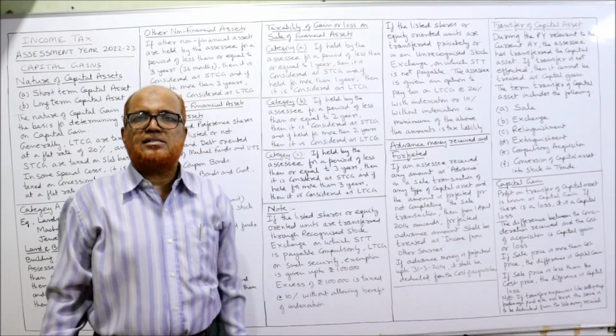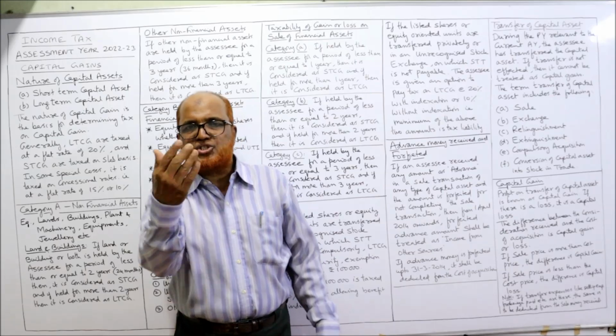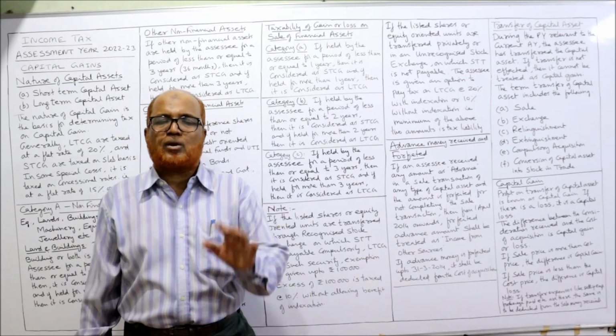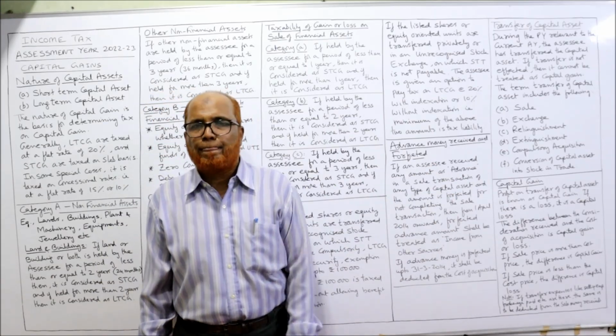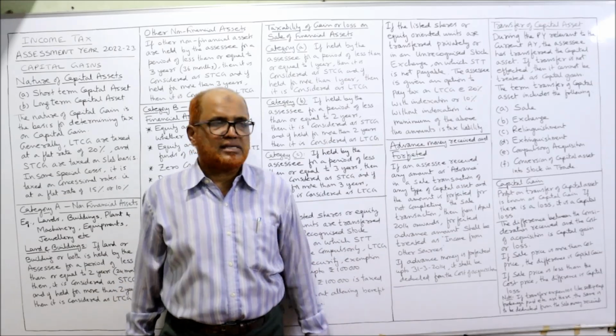So these are the cases of transfer of asset. Sale is a transfer, exchange is a transfer, extinguishment, relinquishment, compulsory acquisition, and converting the capital asset into stock in trade. This is the theory you have to write in examination.